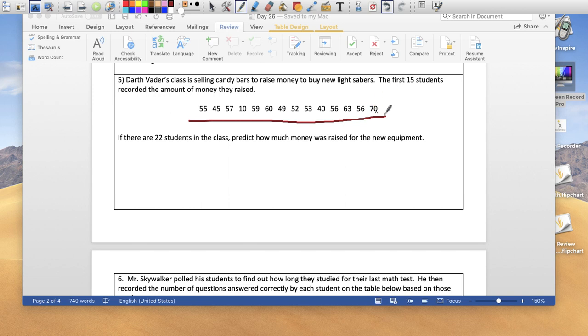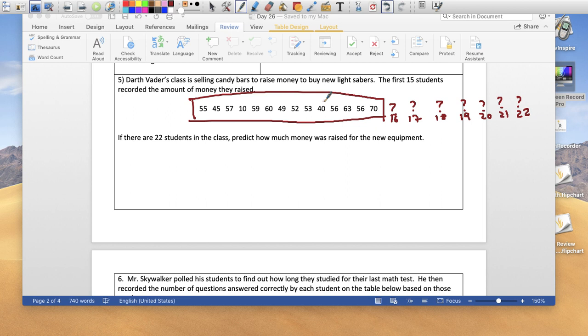So student number 15 raised this much, student number 16, 17, 18, 19, 20, 21, 22. How much money did these guys help raise? We don't have that amount, right? So what I can do is find the average here.